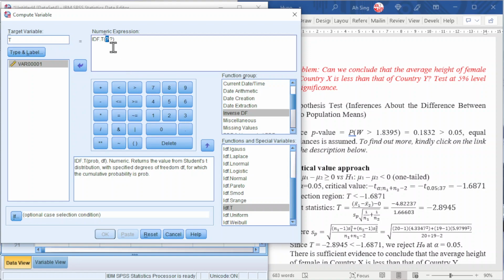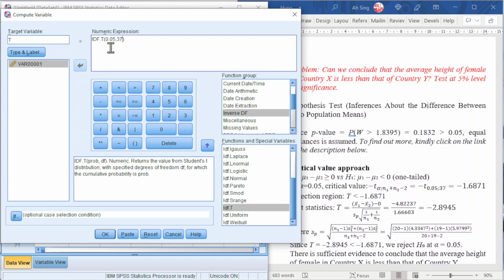The first argument is the significance level 0.05. We are not going to take 0.05 over 2 because this is one tail. And what we need here is degrees of freedom 37. We should always bear in mind that SPSS uses the less-than cumulative probability. Since this is to the left, which means that it's a left tail test, we can take the significance level directly. However, if this were a right tail test, we should take the complement of this value, or we just take the modulus of the value after we have computed it.